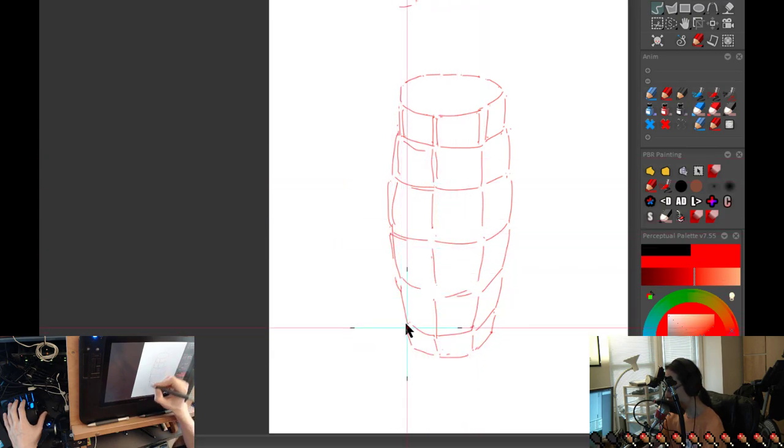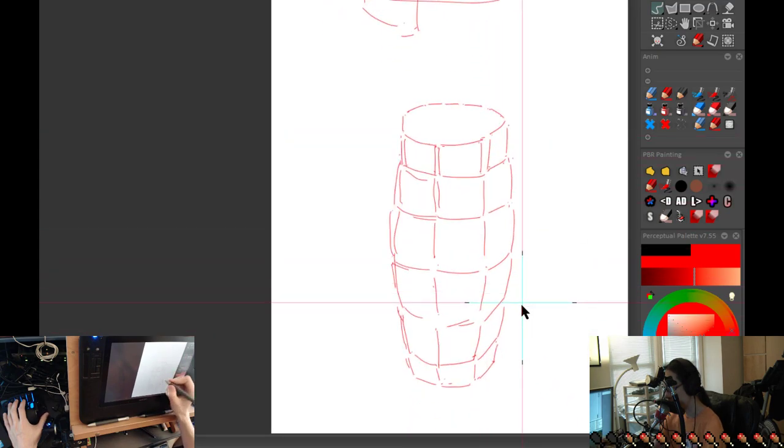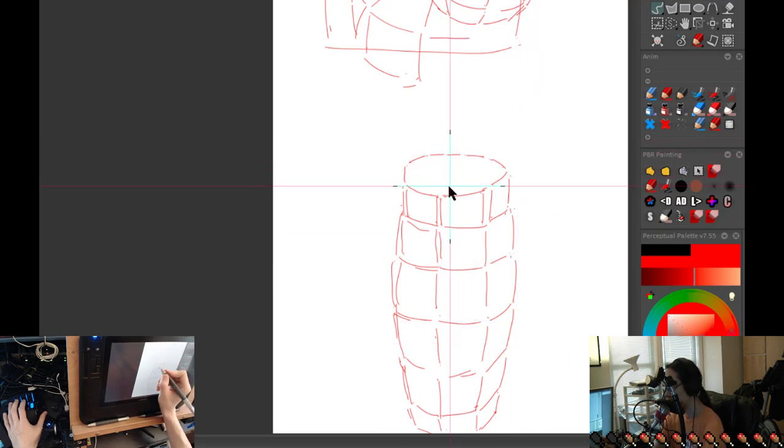I'm actually applying a little bit of curvilinear perspective to this. Yeah, it's a little wobbly. Who cares?